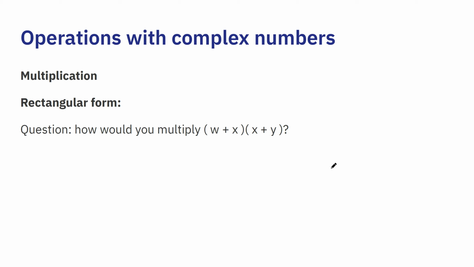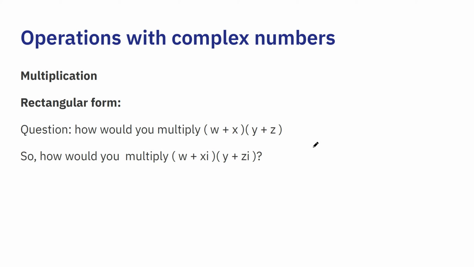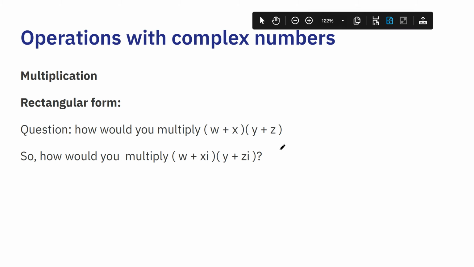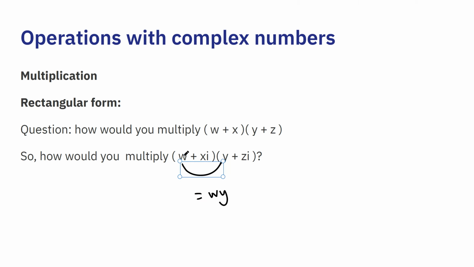So how about multiplication? How do we multiply two complex numbers? First we think about how we multiply regular variables like this. We use the distributive law and we get wx plus wy plus x squared plus xy. It is actually the same thing for complex numbers. We look at this complex number over here, we just do it the exact same way. So we pair w and y first. Get wy. Next we pair w and zi. So we get wzi plus xyi plus xz times i squared.